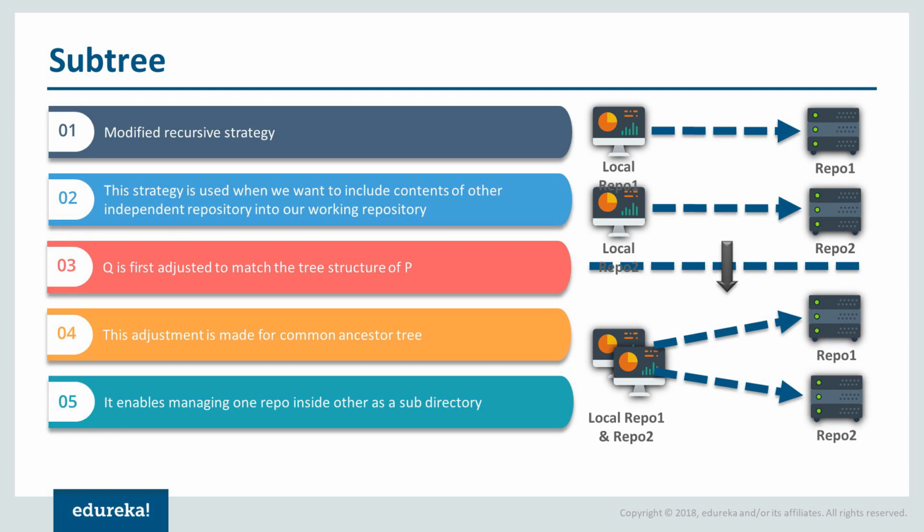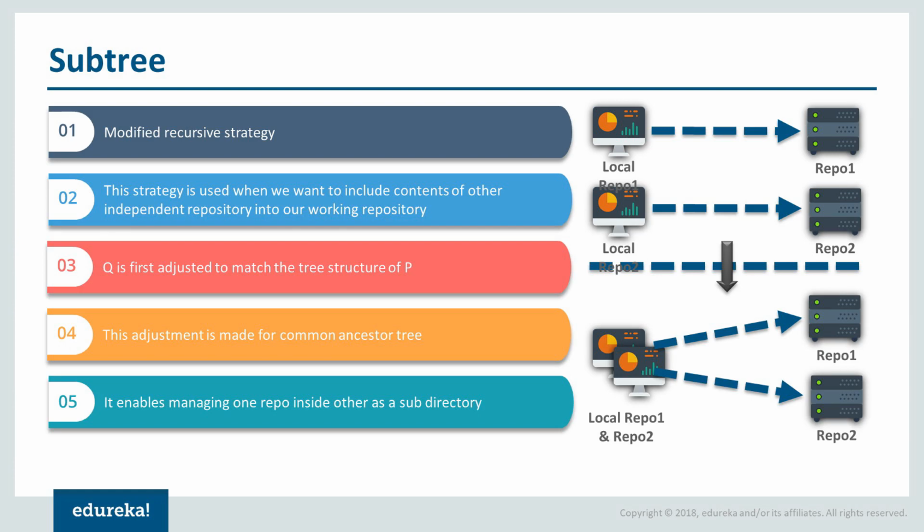Now this is the example we have. For example, repository 1 is a local repo, and we have repository 2 which is again a remote repo, and these two are merged together. So Q is first adjusted to match the tree structure of P. Now this adjustment is made for the common ancestor tree, and it enables managing one repo inside another as a subdirectory. The next is the fast forward merge.